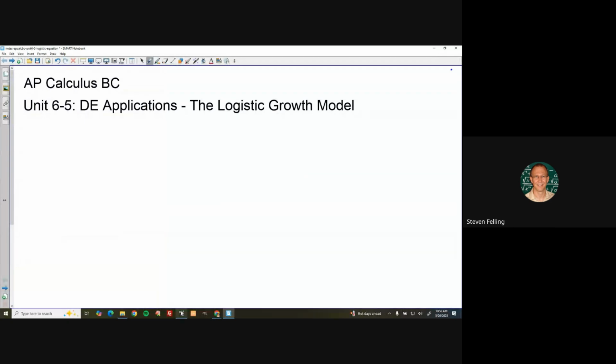Okay, this video is for AP Calculus. We're going to talk about one more application for the solution to differential equations. This one's called the Logistic Growth Model, and this is a favorite on the AP Calculus BC exam.